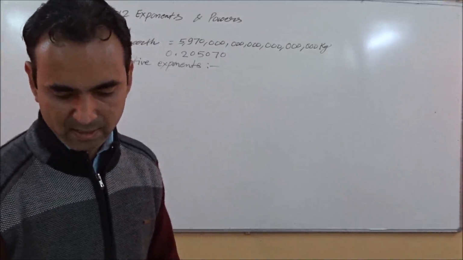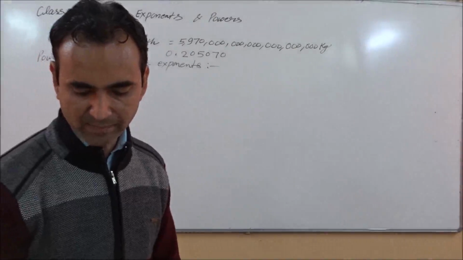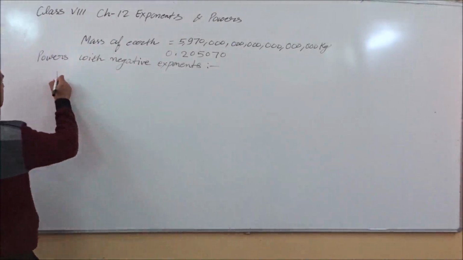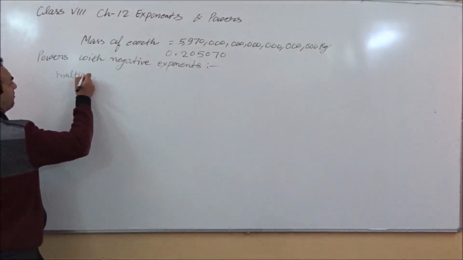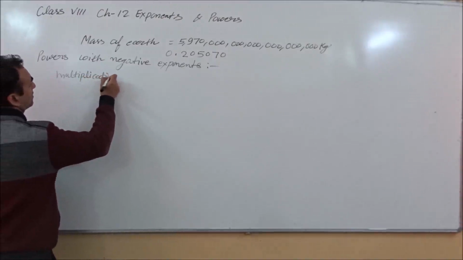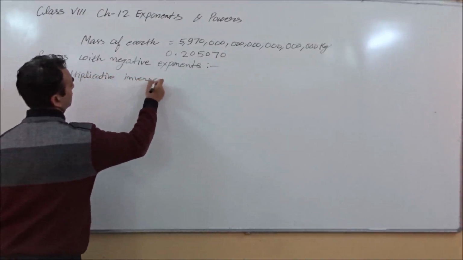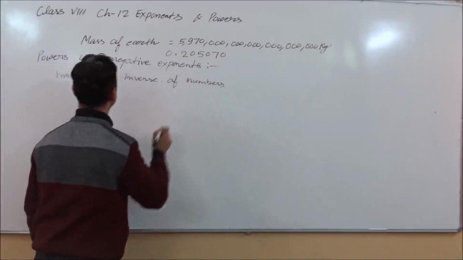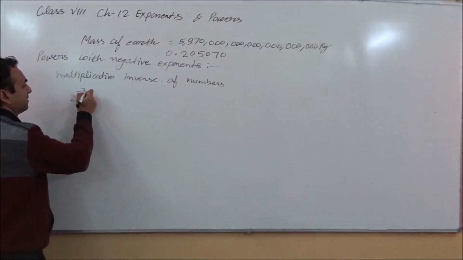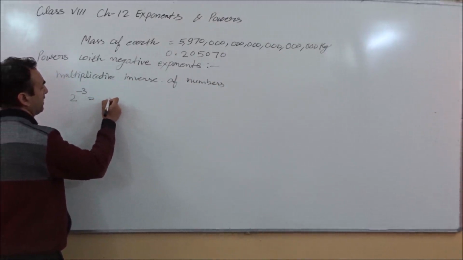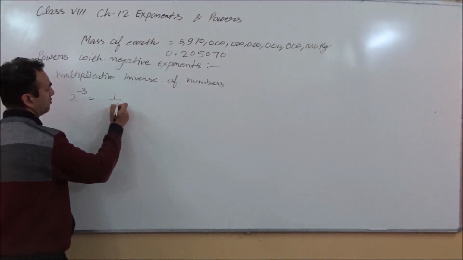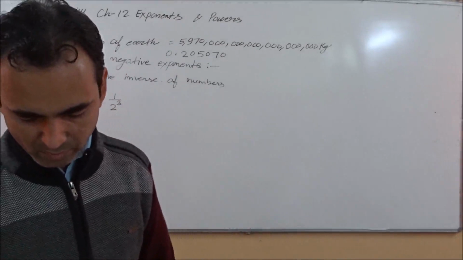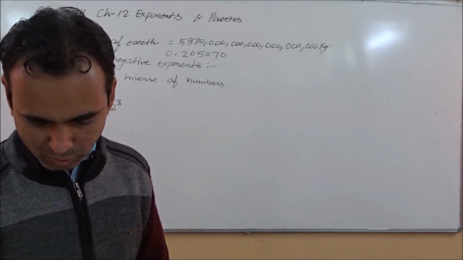There is a Try This question on page number 194. Find the multiplicative inverse of the following numbers. So suppose 2 raised to minus 3 is given, then you can write here 1 upon 2 raised to 3. Clear? By using the formula, you can do this question.